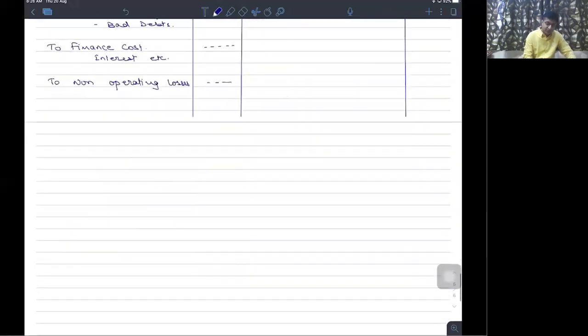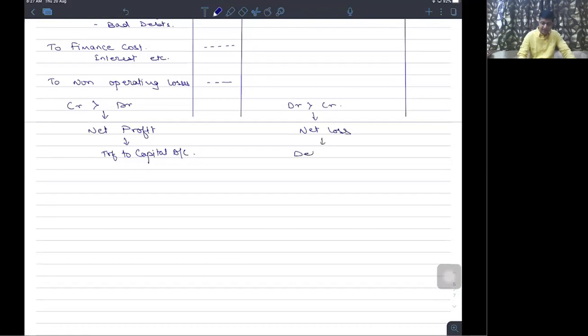Now again, if the credit of your P&L account is greater than the debit of your P&L account, we call this net profit. And this net profit goes where? Transferred to the capital account, added to the capital account of the proprietor or partners. But if debit is greater than credit, then there is a net loss, which is again debited to the capital account.